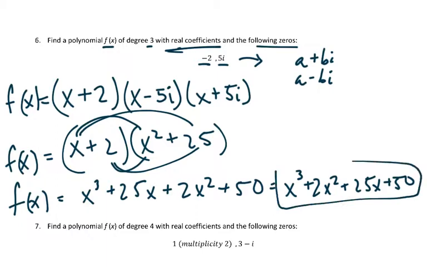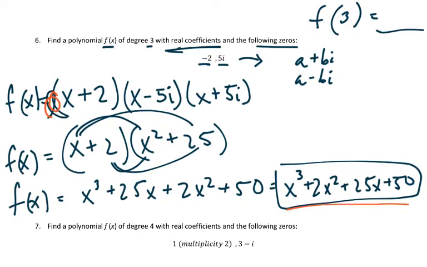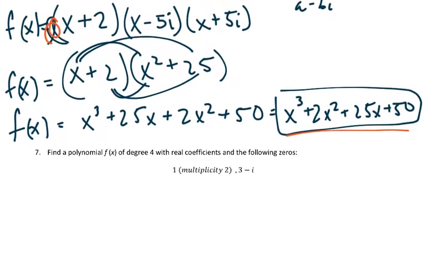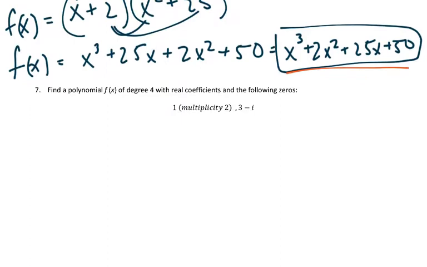Now remember, this one didn't tell us like an f of 3 equals something, so I can't solve to find the leading coefficient. That would be assumed to be 1. So this one would stand because it just said to find a polynomial with these zeros. We could assume that we found the polynomial that has the leading coefficient of 1. The only time we would not assume that is if they told us to evaluate it at a certain number. Now we have find a polynomial f of x of degree 4, which means we need 4 zeros, with real coefficients and the following zeros.